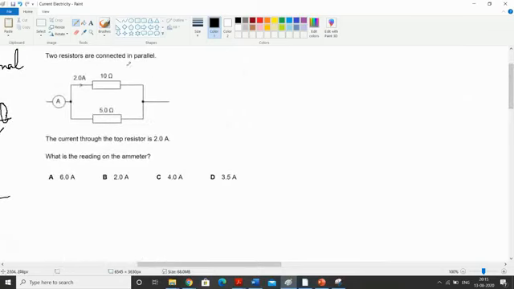So two resistors are connected in parallel. The current through the top resistor is 2 ampere. What is the reading of the ammeter? So we need to find out the reading of the ammeter.